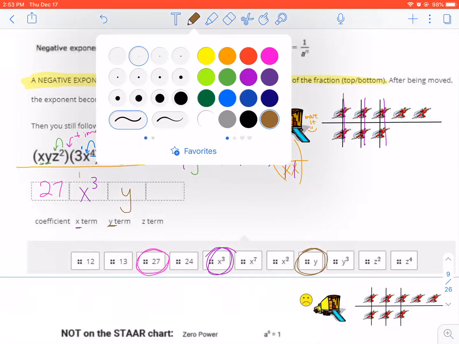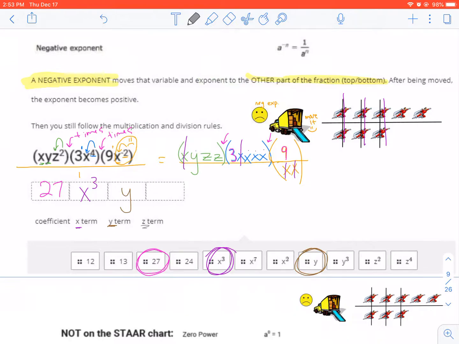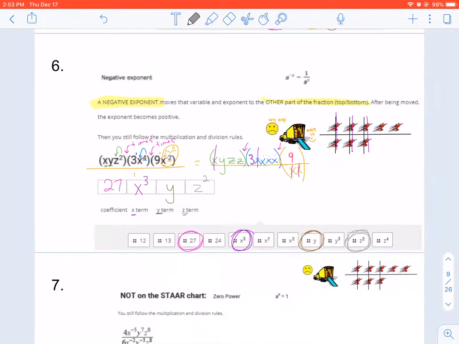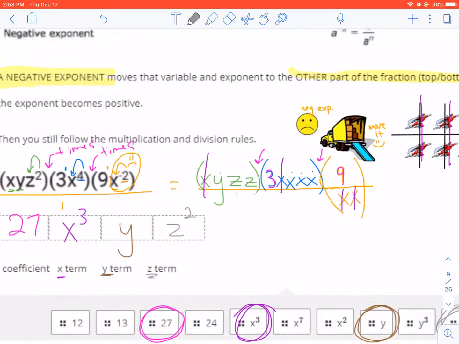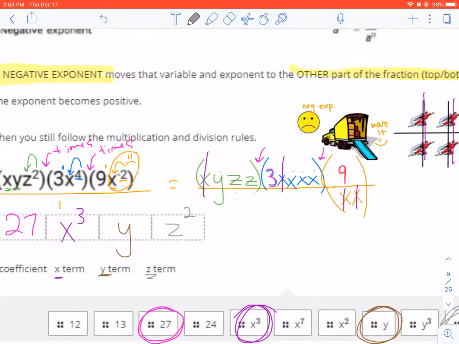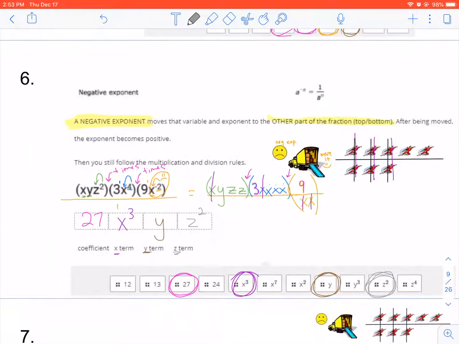And then the final step is that we're going to count our z's. How many z's do we have? We have 1, 2, and those z's are on top. So it's going to look like this, z to the second power. And we did not end up with anything left on the bottom, so our final answer is not a fraction. It's just, again, all on the top. And that is question number 6.